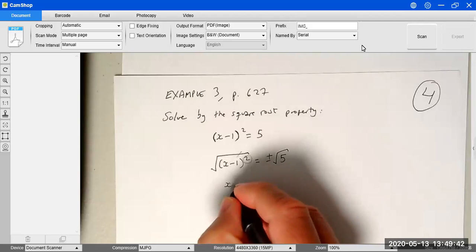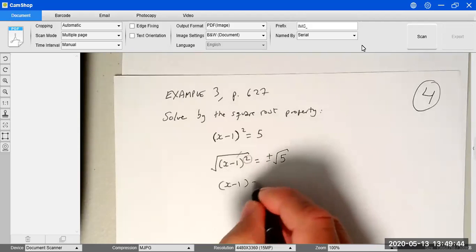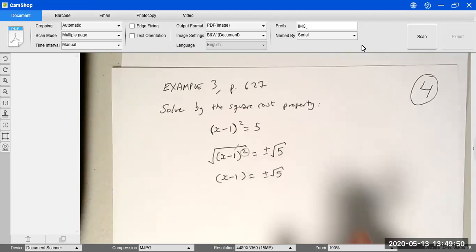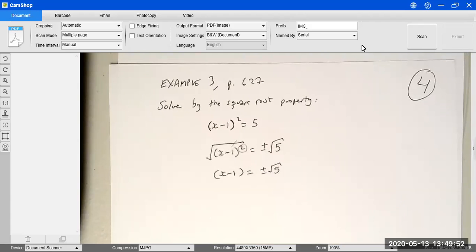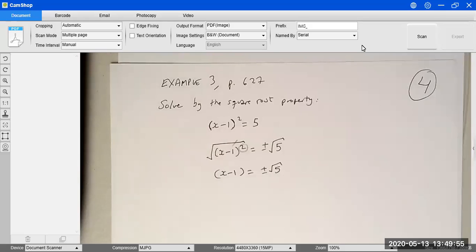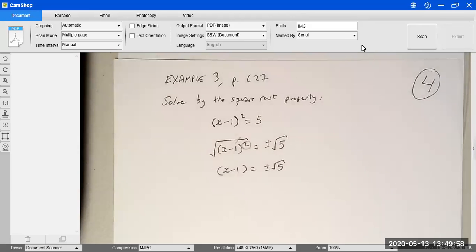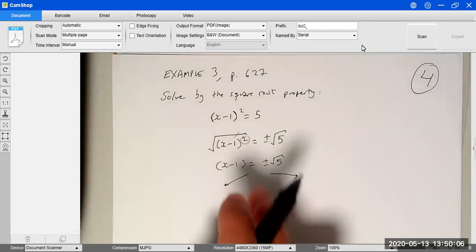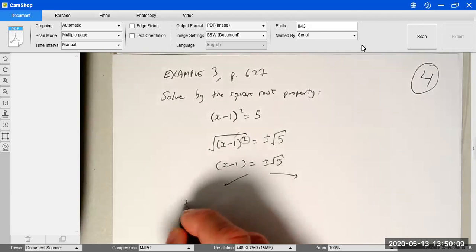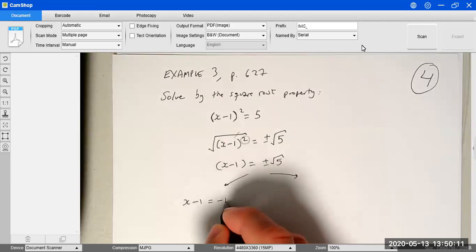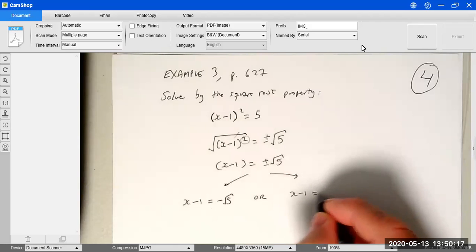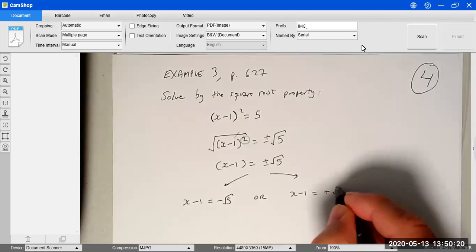That's when you have a perfect square like (x minus 1) squared. And on the right-hand side, we only have plus or minus the square root of 5. We cannot simplify this radical because 5 is not a perfect square, and we cannot write 5 as the product of a perfect square and another number. So we leave this radical that way. Now we're going to write the two equations contained in this equation. We have x minus 1 equals negative radical 5, or x minus 1 equals positive radical 5.